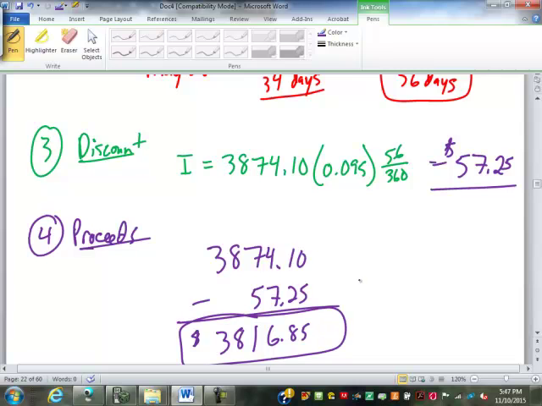$3,816.85 is the proceeds. How many of you had that? How many of you were going there and just ran out of time? How many of you have no idea where that came from? Okay, at least no hands there. That's good. Okay, so that's a start.